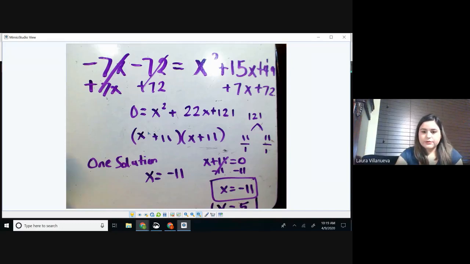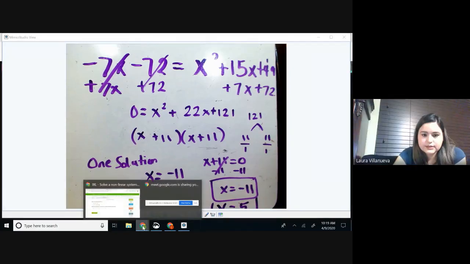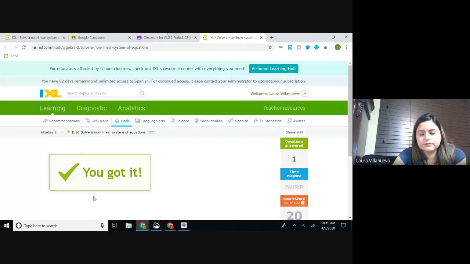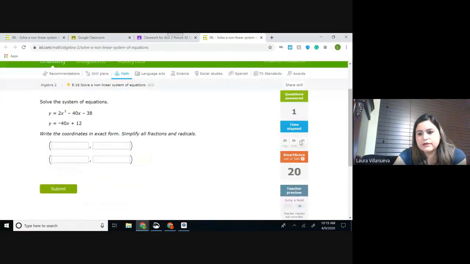So I'm going to go back to the IXL page, and I'm going to put right here negative 11 and 5. And then it's going to give you those 20 questions.